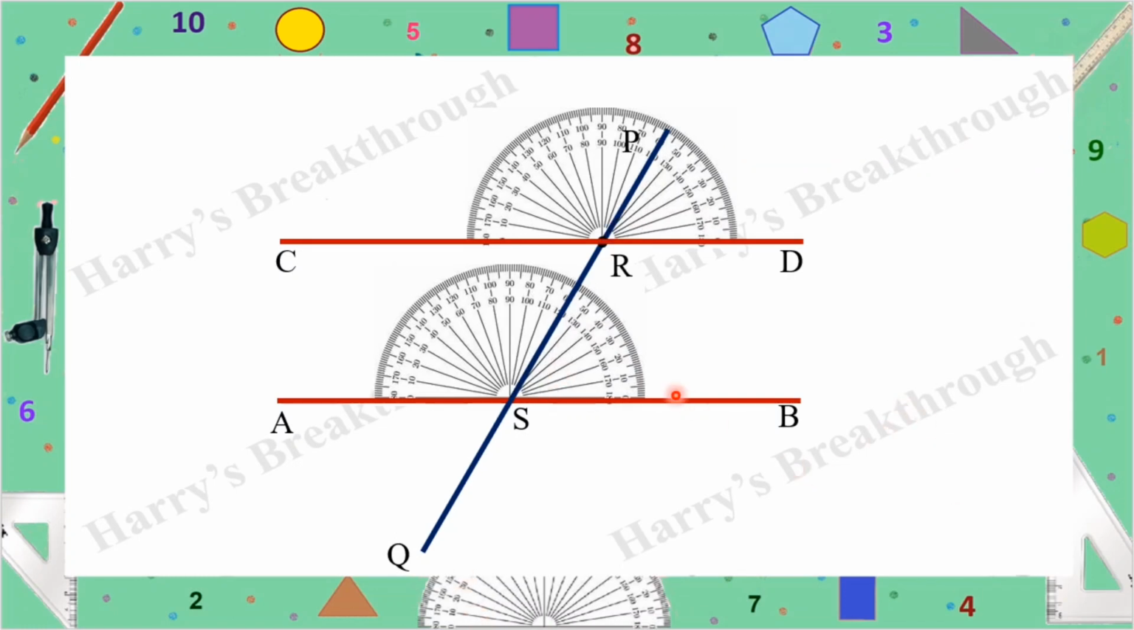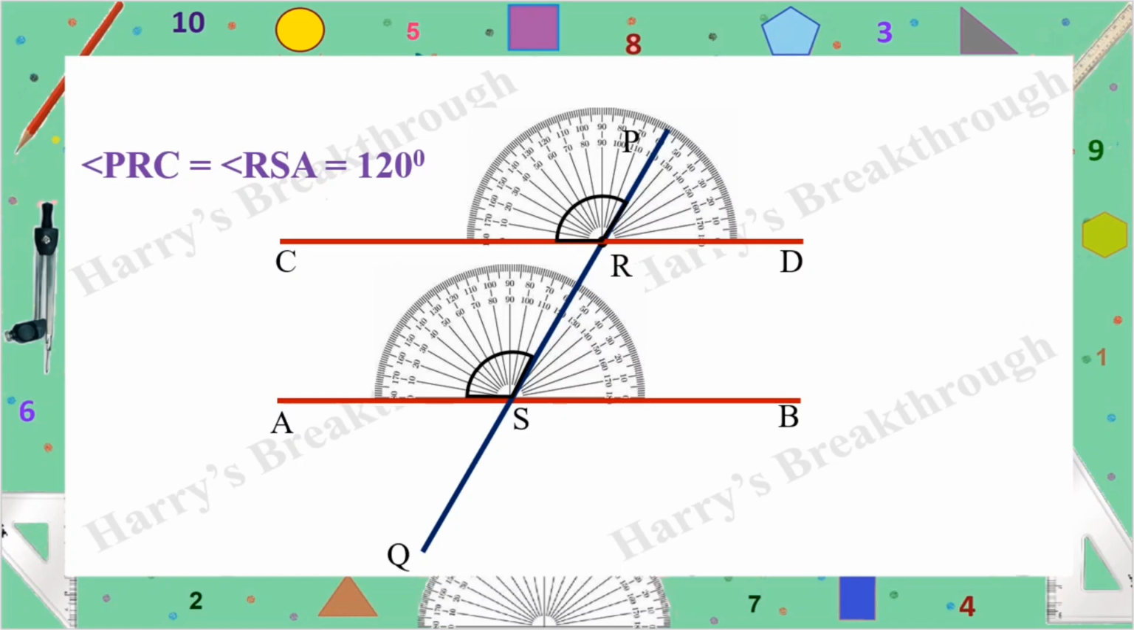Now let's measure the second pair. Place your protractors like this. Then we will get these two angles. PRC is equal to 120 degree, and here its corresponding angle RSA is equal to 120 degree. So angle PRC is equal to angle RSA is equal to 120 degree. So these two angles are also equal.